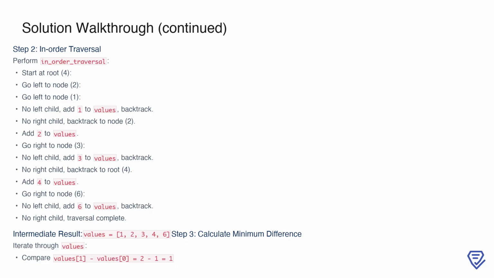Returning to the root, node 4, we add 4 to the list and proceed to its right child, node 6. As node 6 has no left child, we add 6 to the list. With no further nodes to traverse, the in-order traversal completes, yielding the sorted list 1, 2, 3, 4, 6.